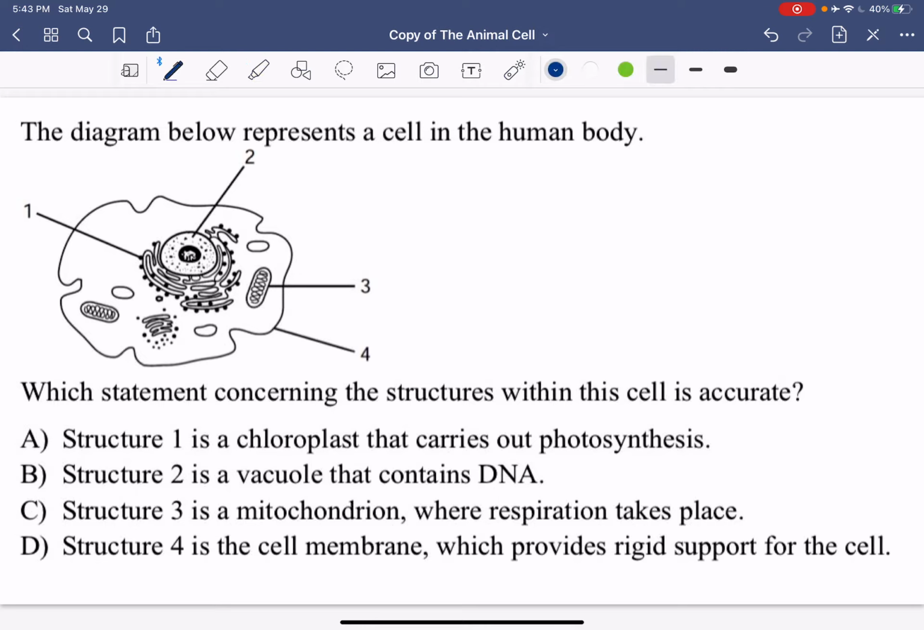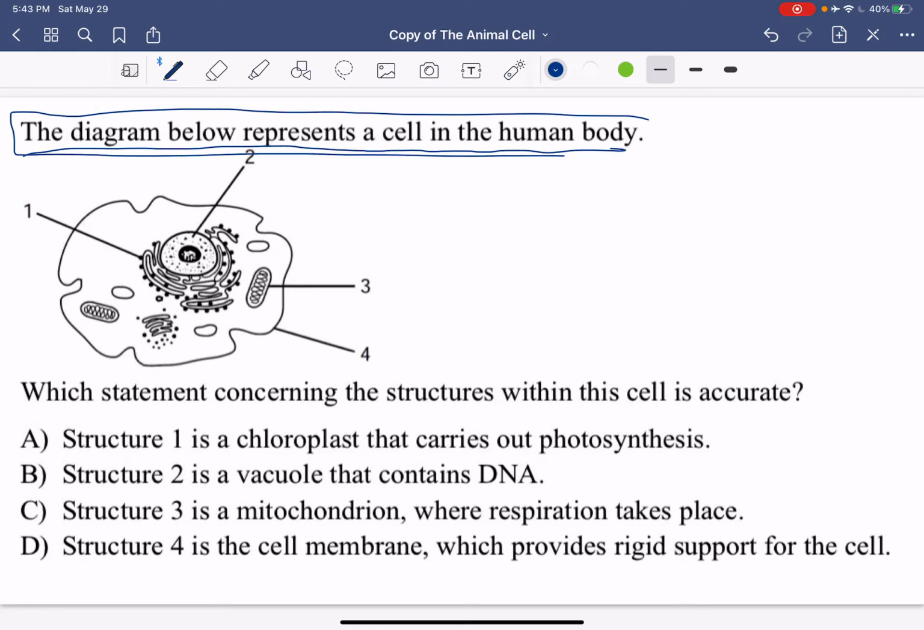The diagram below represents a cell in the human body. Always read these top directions. Sometimes the directions are pretty obvious. Sometimes they give you clues or let you know what you're looking at. Just in case you have test anxiety and you're like, what am I looking at? You're looking at the animal cell, specifically in a human body.